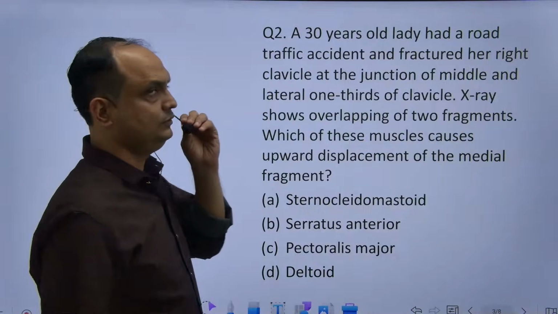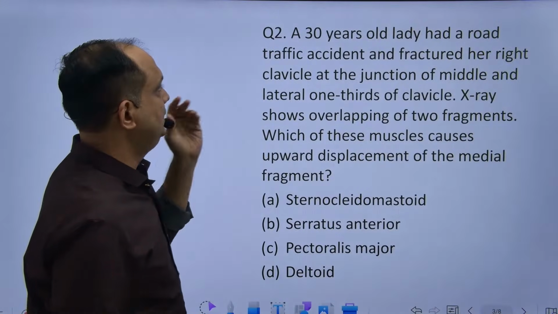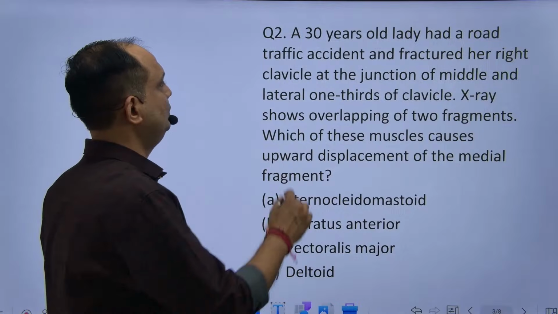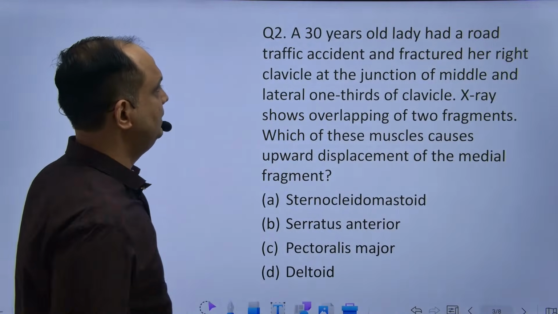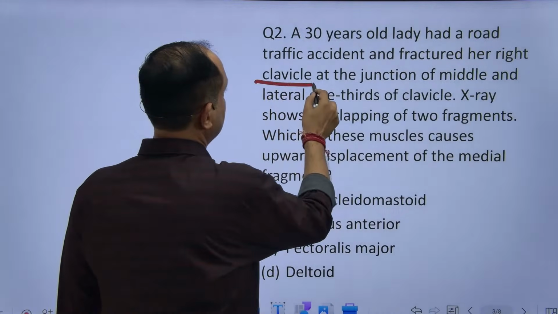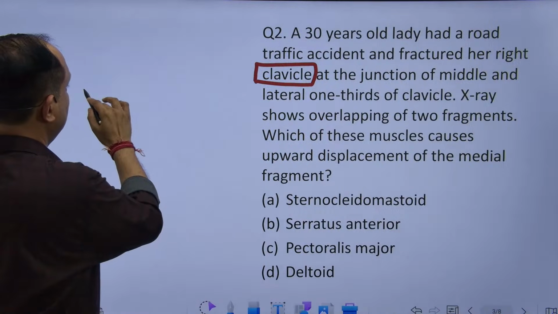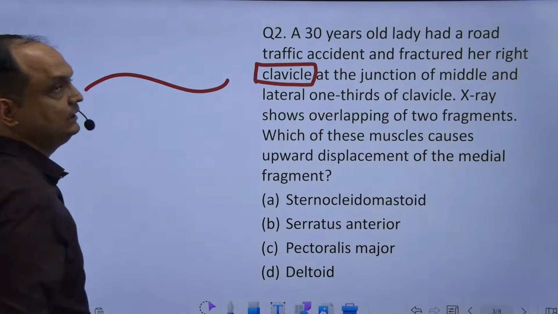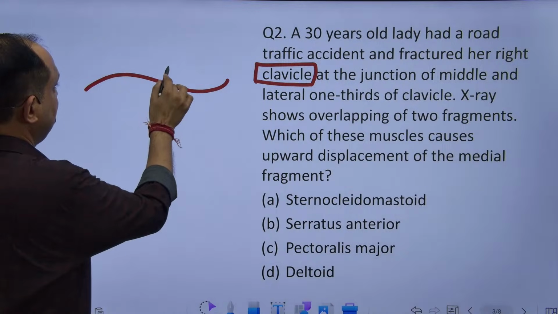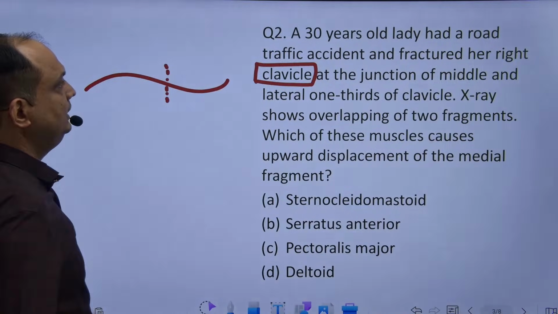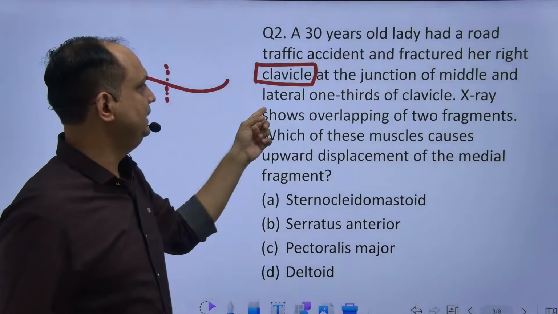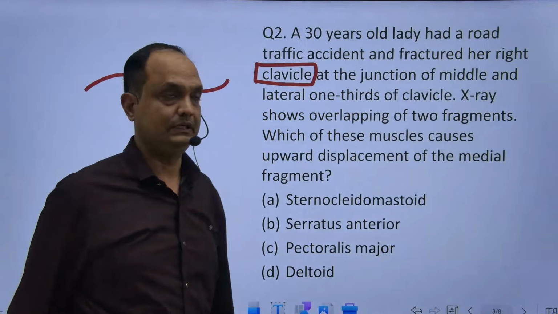Now, this is the second question. A 30-year-old lady had a road traffic accident and fractured her right clavicle. So, there is a fracture of the clavicle. Now, this is your clavicle bone, and the fracture is here. Clear? That is the junction of middle and lateral one-third of the clavicle.